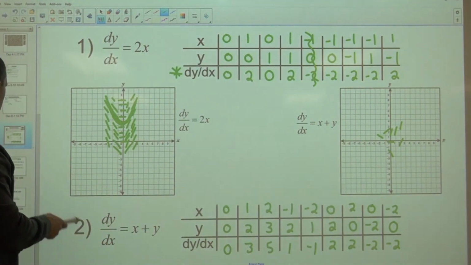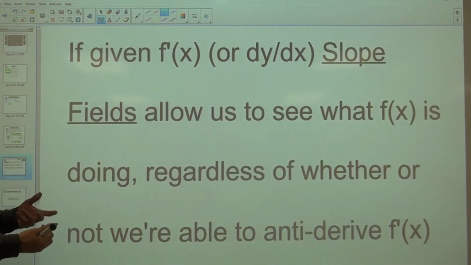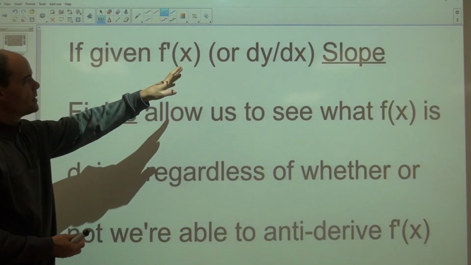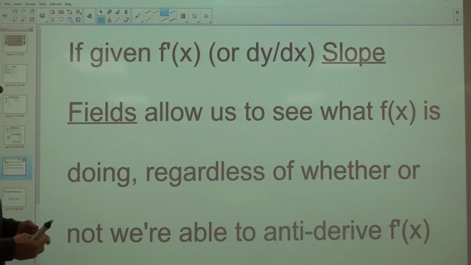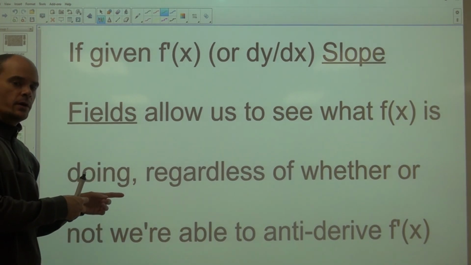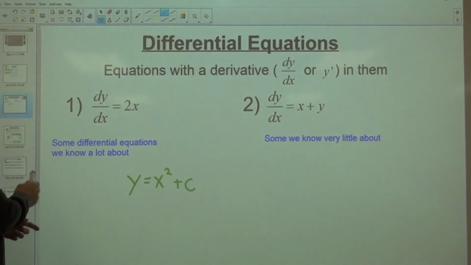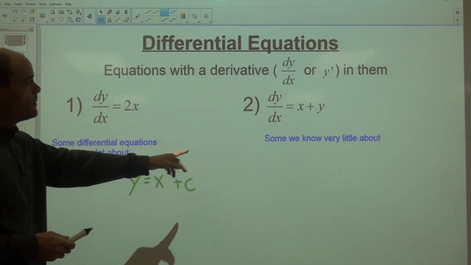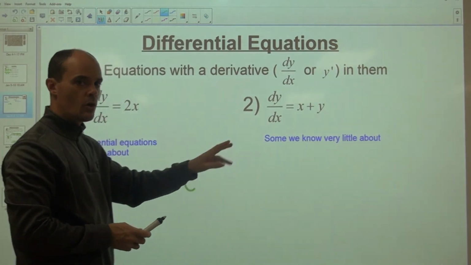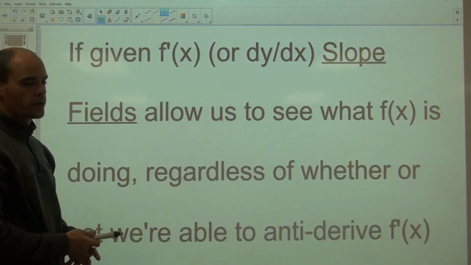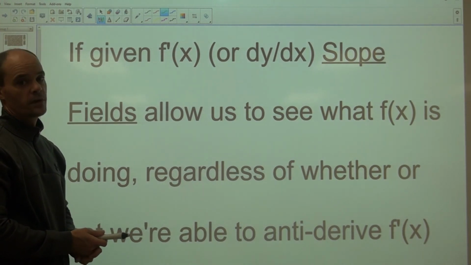All right, so this is the idea I'm hoping you guys are getting out of the lab, but for some given derivative, some dy dx, a slope field will allow us to see what the original function was, whether we can take an antiderivative or not. Whether maybe we know what came before this, maybe we have no idea, but we can always get a look at what we're doing by building a slope field, which is pretty fun.